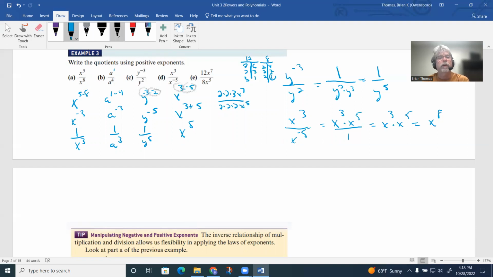So notice how I do have some factors that I can cancel out. I can cancel out some 2's there. So now we have this 3, and then there's this 2 on the bottom. And 7 minus 5 would give me 2, which gives me x squared on the top. So 3x squared over 2 would be a way to write that answer.